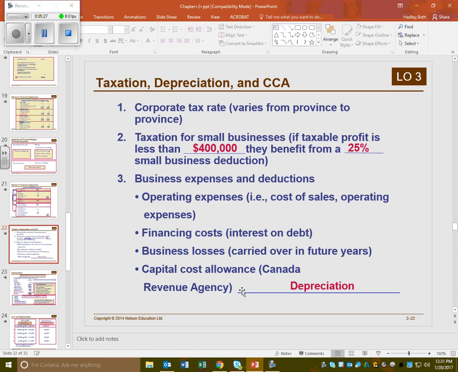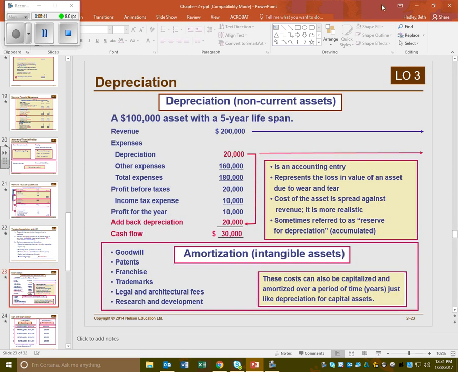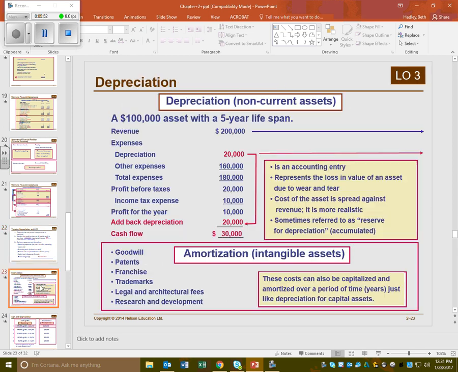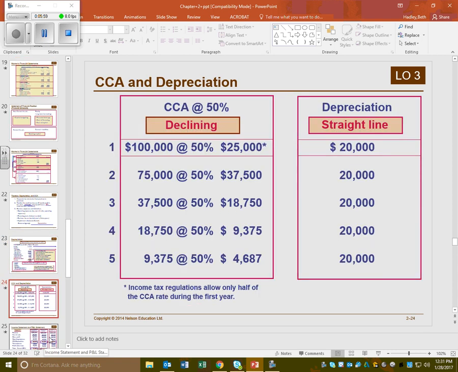They've done a lot of research in this area, and they know the average life of a piece of equipment, and they're telling you that you can deduct a certain amount per year for that equipment. And that's it. You're not allowed to deduct any more, even if you decide to do straight line or double declining balance. Okay, so I don't want to get into that slide.